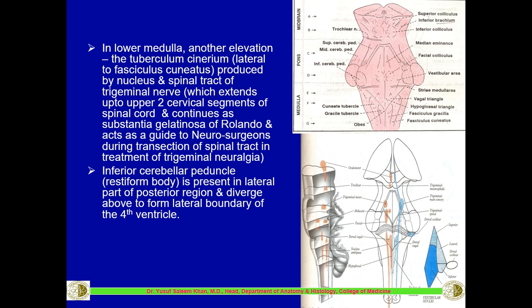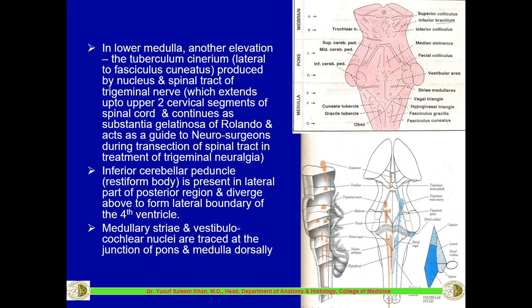The inferior cerebellar peduncle, which is also called the restiform body, is present in the lateral part of the posterior region and diverges above to form the lateral boundary of the fourth ventricle. If you can see here, this is the floor of the fourth ventricle. On either side, you can appreciate the presence of the inferior cerebellar peduncle, which forms the lateral boundary of the fourth ventricle.